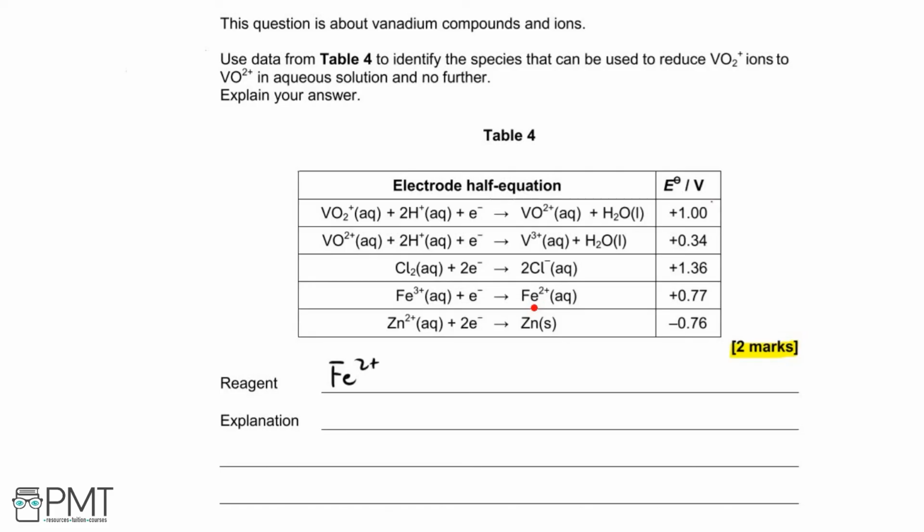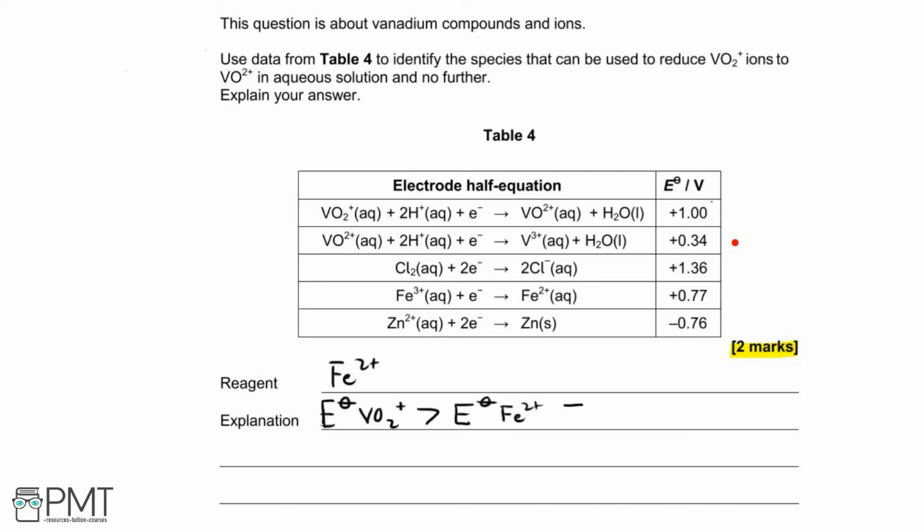Now we need to explain it. And the reason this is the correct reagent is that it is able to reduce the VO2+, but not the VO2+, or the +1 ion, but not the +2 ion. So we need to write that in a way that actually explains it, because it was to do with the potential. So we're going to write it as an inequality and say that the electrode potential of our +1 ion was greater than the electrode potential of our iron electrode. So what that means is that shows that the iron is able to reduce that +1 vanadium ion.